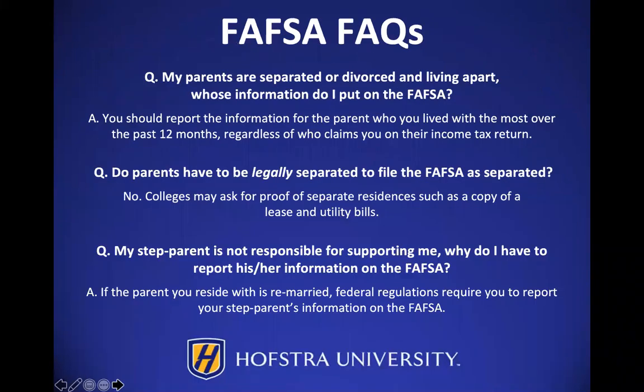My parents are separated or divorced and living apart. Whose information do I put on the FAFSA? You should report the information for the parent who you lived with the most over the past 12 months, regardless of who claims you on their income tax. So let's say the student is basically equally between you, 50-50. You would then go by who has more financial responsibility for the student, who would be the one to file the FAFSA.